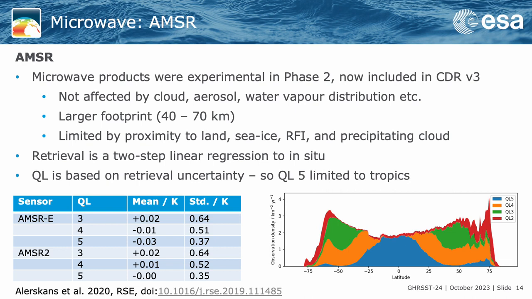The AMSR quality level is determined from the retrieval uncertainty, which in practice means that the QL5 data corresponds to the tropics, with lower quality level being found at higher latitudes.